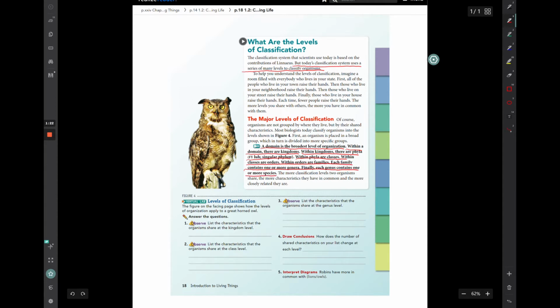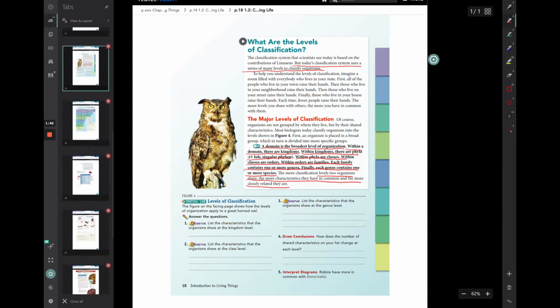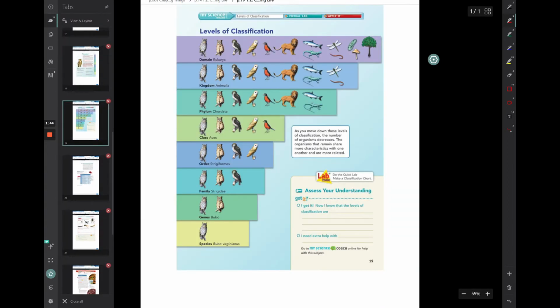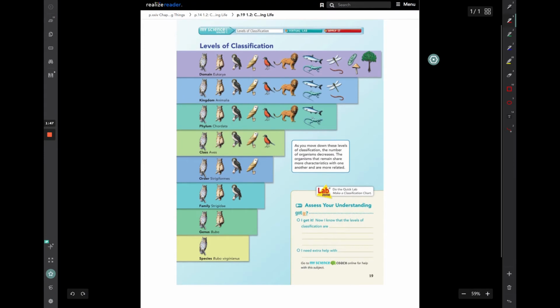So the order is that you have domain, kingdom, phylum, class, order, family, genus, and species. And the more levels that two organisms share, the more characteristics they will have in common and the more closely related they are. So let's look at the next page and break this down. I think it'll make a little bit more sense.